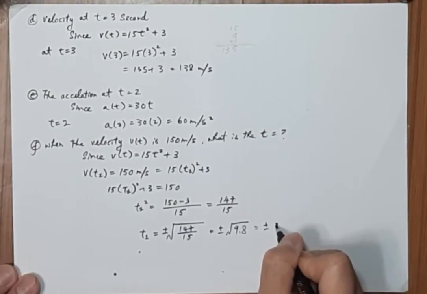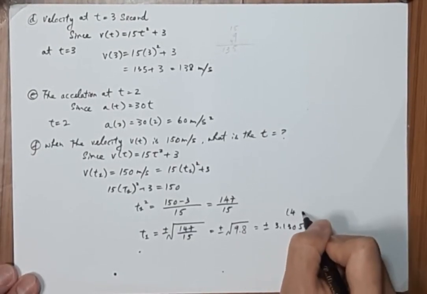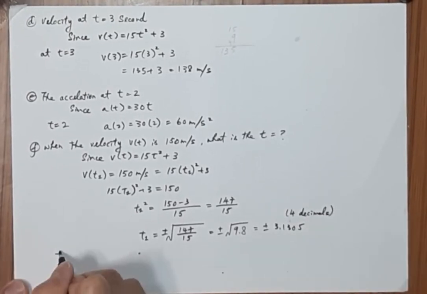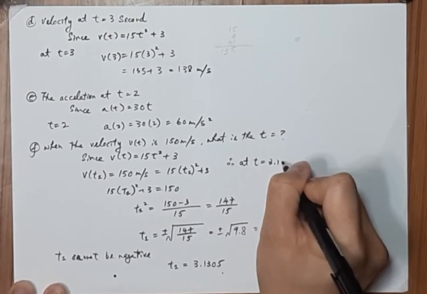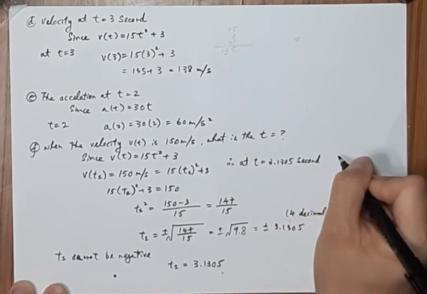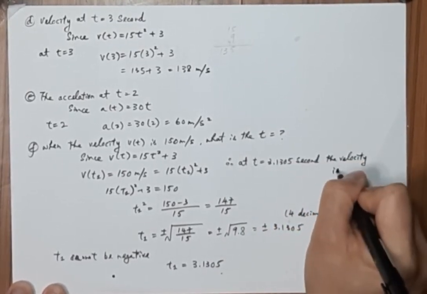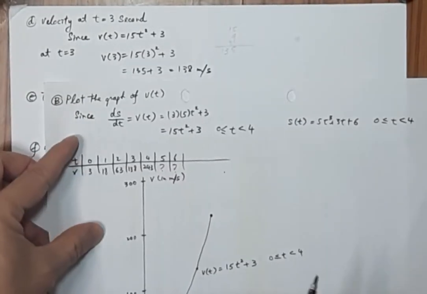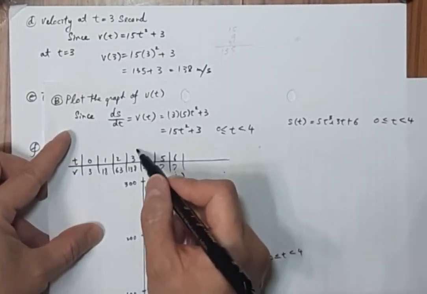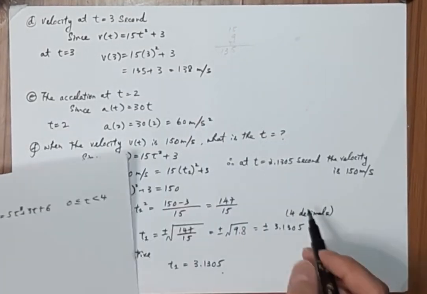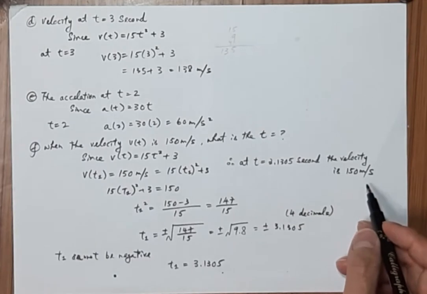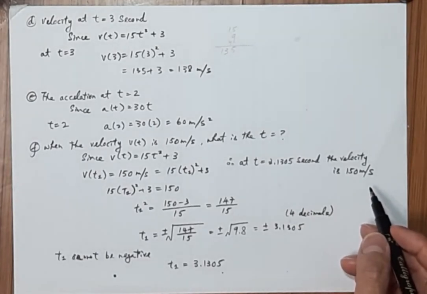So it's equal to plus and minus 3.1305, correct to 4 decimal places. And we know that t1 cannot be negative because time cannot be negative. So t1 is equal to 3.1305. So in conclusion, at t equal to 3.1305 seconds, the velocity will be 150 meters per second. We can also compare with the table here, because at 3 seconds the velocity is 138 and at 3.1305 seconds the velocity will be 150 meters per second.